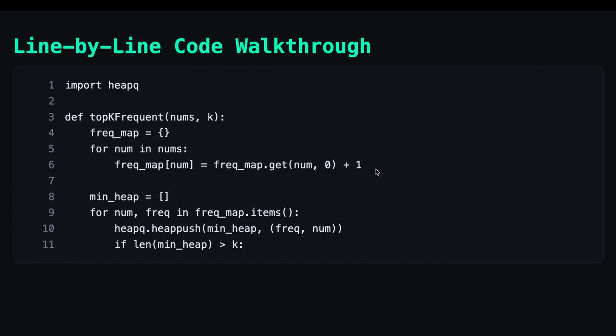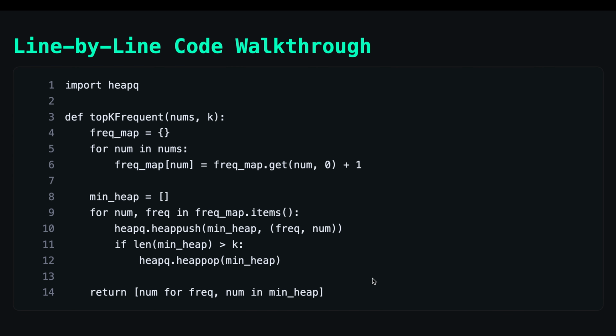Now after each insertion, we check if the heap size exceeds k. If it does, that means we currently have more than k elements inside it. So to maintain only the top k frequent elements, we remove the smallest frequency element using heap pop. And this ensures that at any point, our heap contains only k numbers with the highest frequencies.